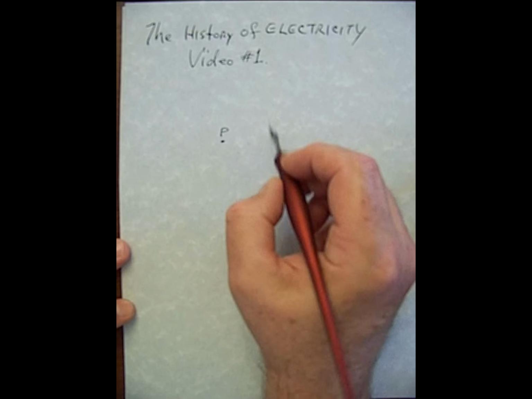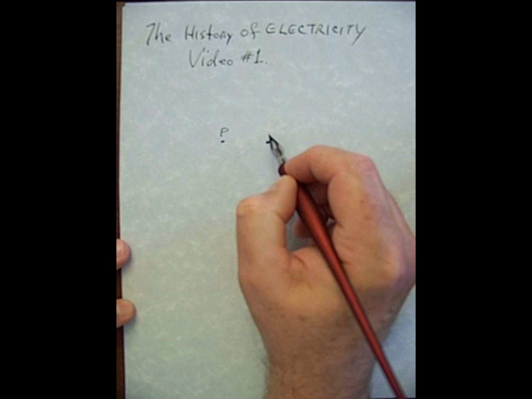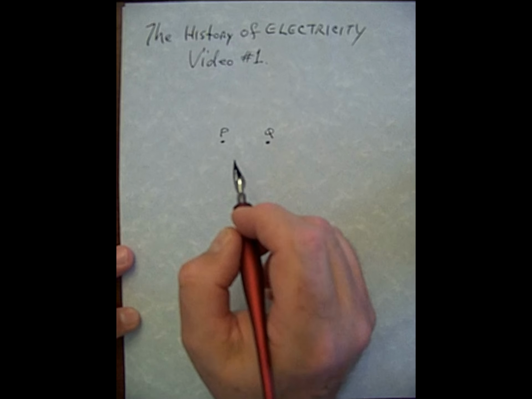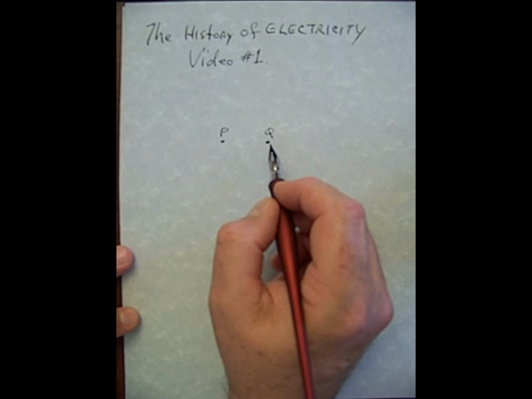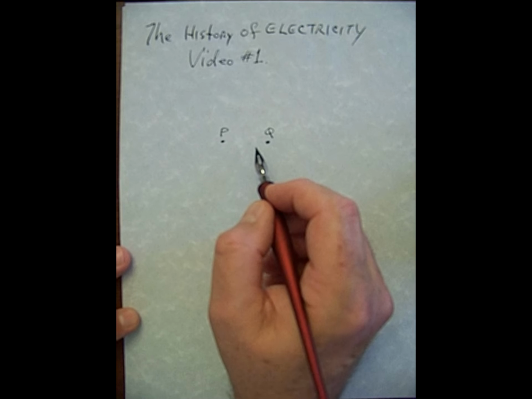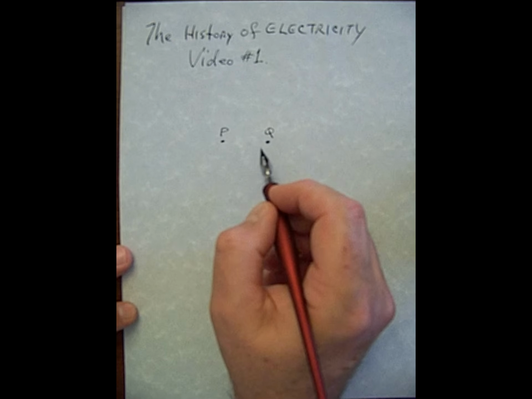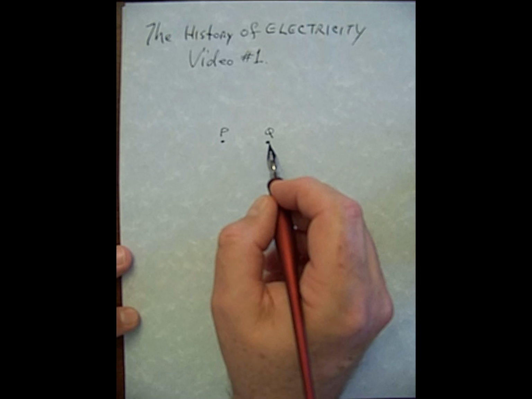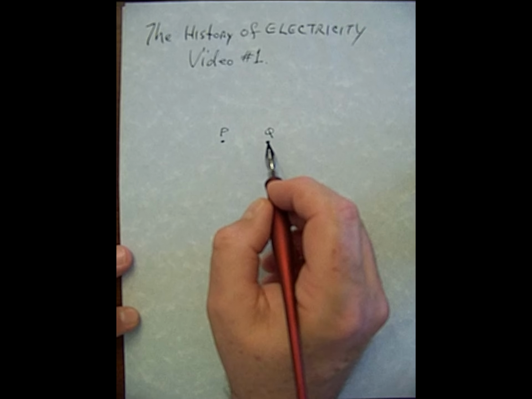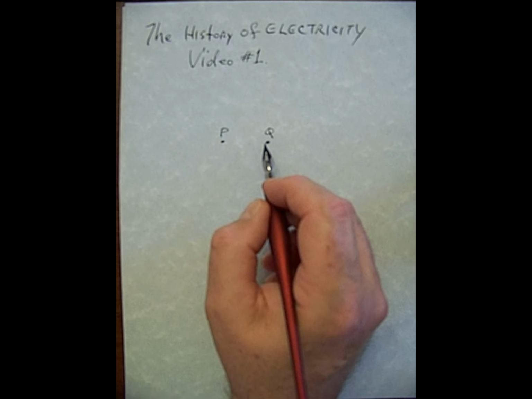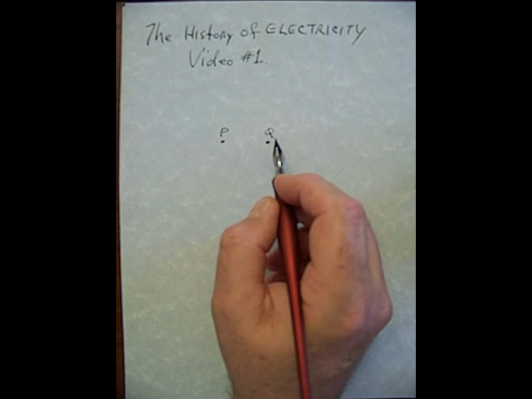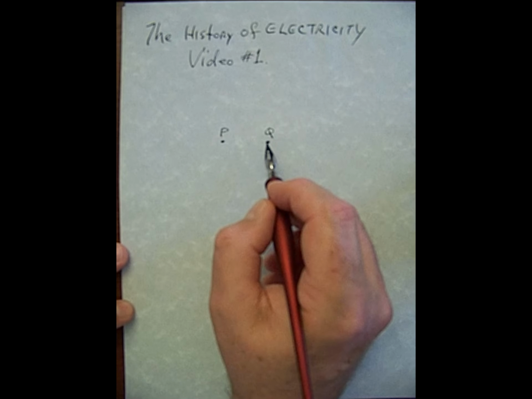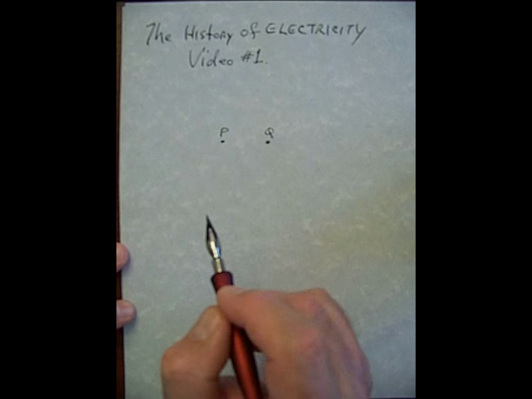So we're going to add a second point, and we're going to call this point Q. Now, Q is identical to P in the sense that it is also just another mathematical construct or mathematical concept. It again has no length, no width, no depth, encloses no volume, has no area. It's simply a point in space.